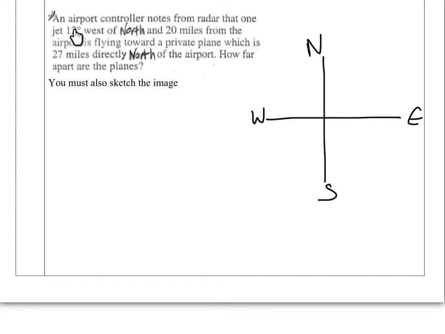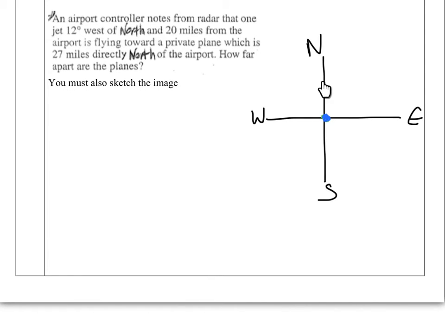Now for this example, we are dealing with a compass, so I recommend sketching the compass on the paper and drawing the picture on top of this, assuming we start right here in the middle. So here's the scenario. An airport controller notes from radar that one jet is 12 degrees west of north. So the airport controller is right here. Now the one jet he's looking for is 12 degrees west of the north.